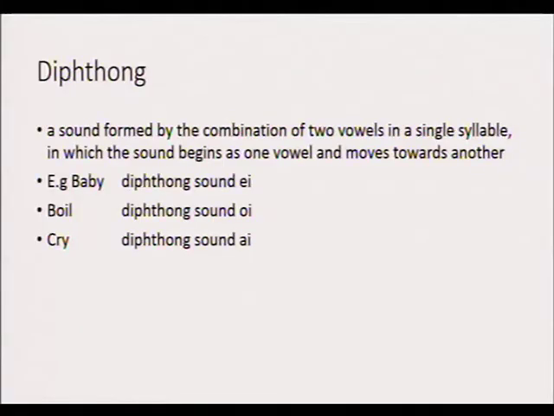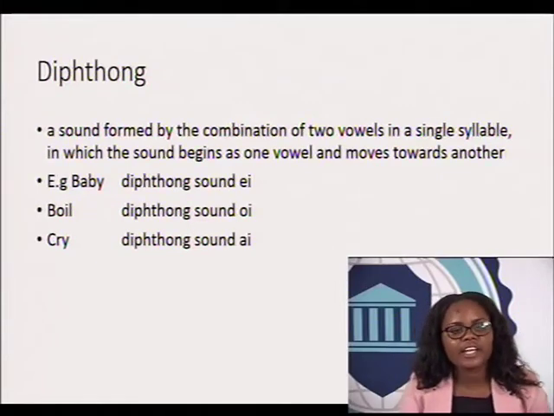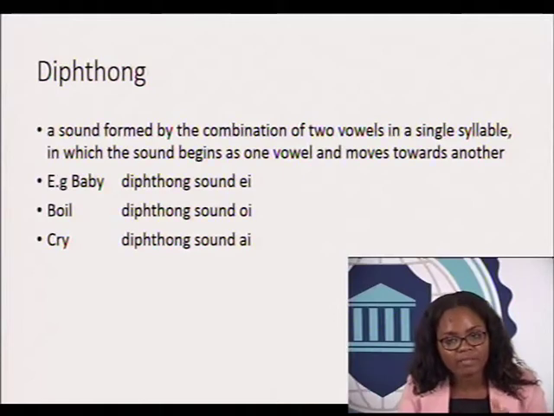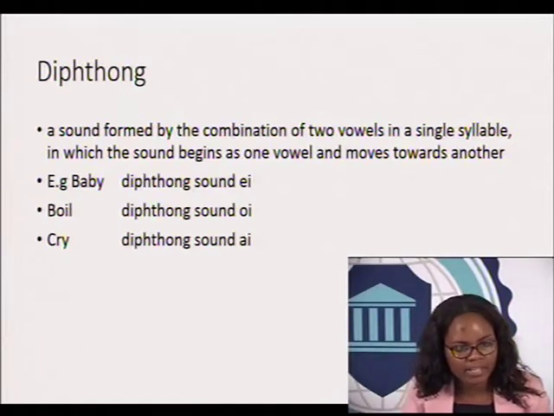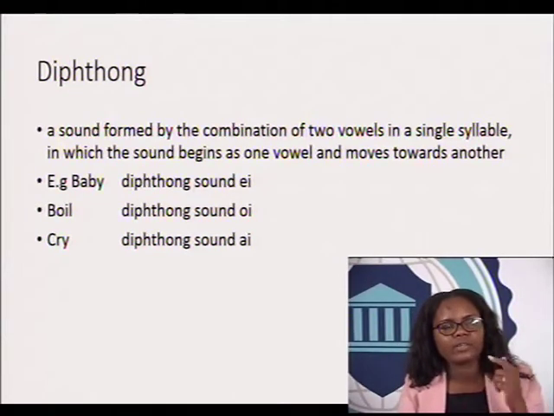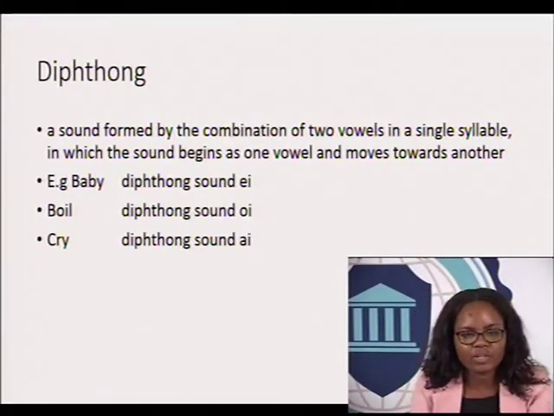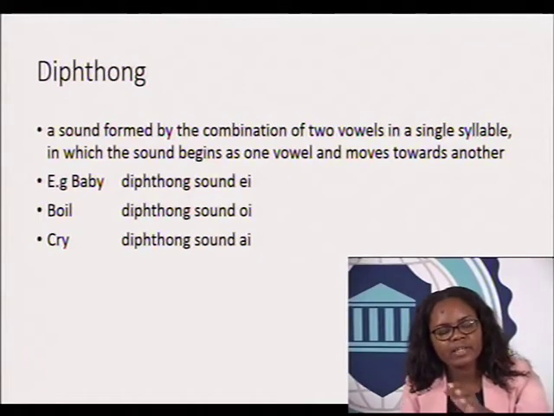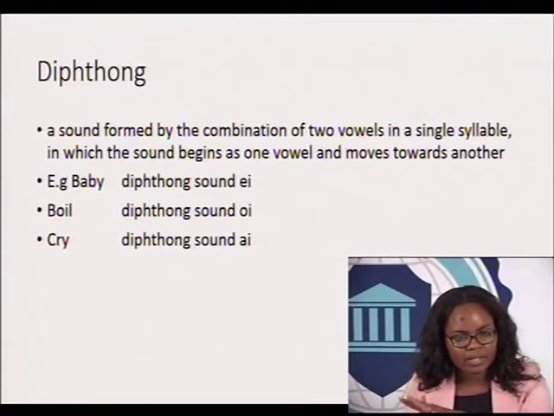The next slide is on diphthongs. A diphthong is a sound formed by the combination of two vowels in a single syllable, in which the sound begins as one vowel and moves towards another. Examples that I gave here are like baby. Listen to the sound in baby, A-B. So there's a sound of A in the word baby. So those are two vowel sounds.